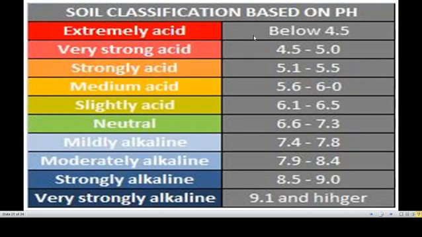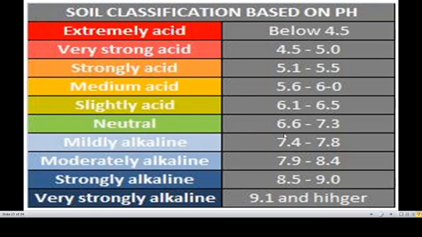Soil classification based on pH values. What are the classifications of soil based on pH value? Extremely acid, that is below 4.5. Very strong acid, 4.5 to 5. Strongly acid, 5.1 to 5.5. Medium acid, 5.6 to 6.0. Slightly acid, 6.1 to 6.5.